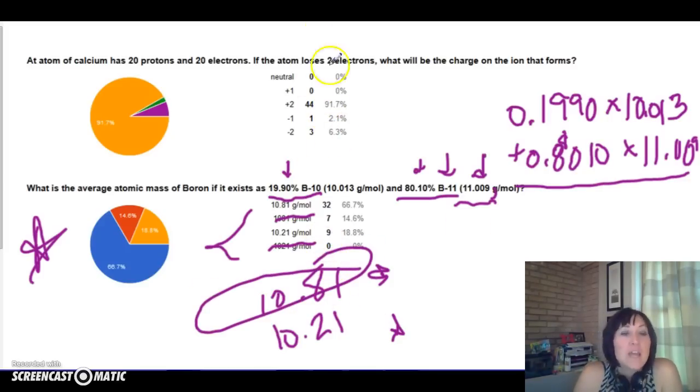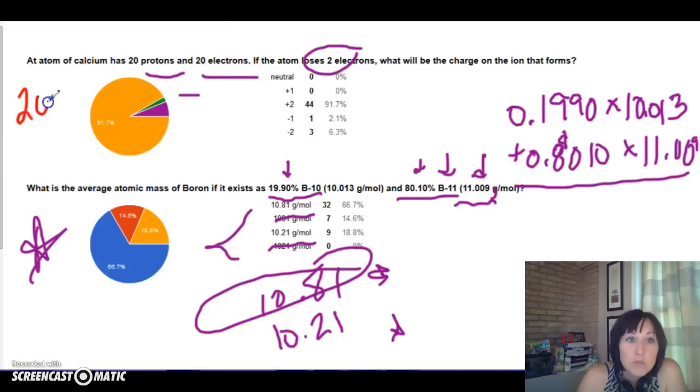So the other questions, just looking at them. An atom of calcium has 20 protons, 20 electrons. If it loses 2, what will be the charge? Well, remember, 20 protons are 20 pluses, 20 electrons, 20 negatives. So right now we have a 0 charge. If it loses 2 electrons, remember electrons are a negative charge. So if it loses 2 of those, it's only going to have 18, right?